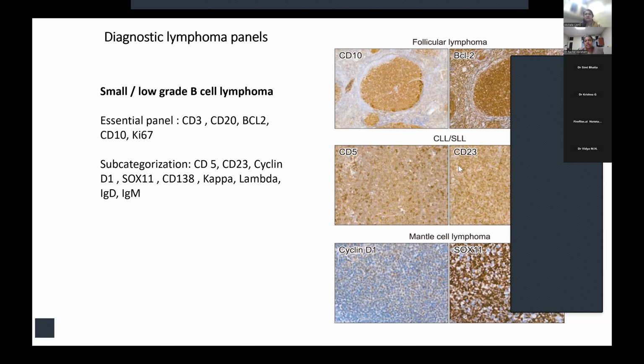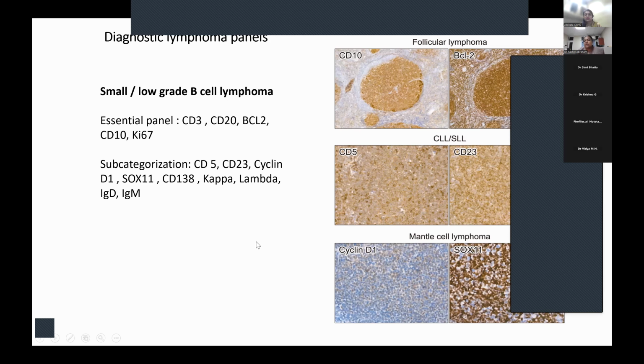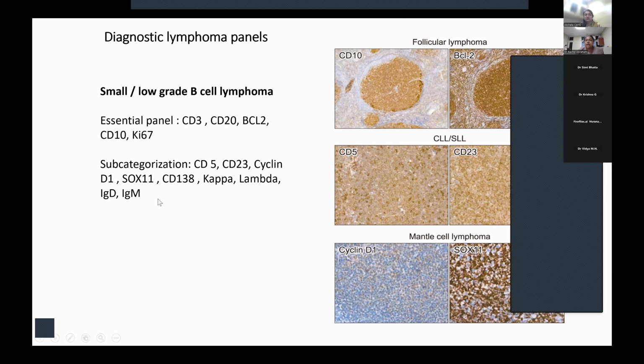Additional categorization markers which you can use include CD5 and CD23 for CLL/SLL, and cyclin D1 and SOX11 in cases of mantle cell lymphoma, then CD138, kappa, lambda, IgD, and IgM can be used for marginal zone lymphomas and lymphoplasmacytic lymphomas. Next, coming to diagnosis of DLBCL and its variants.